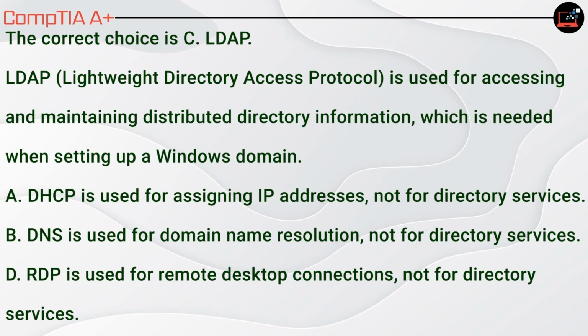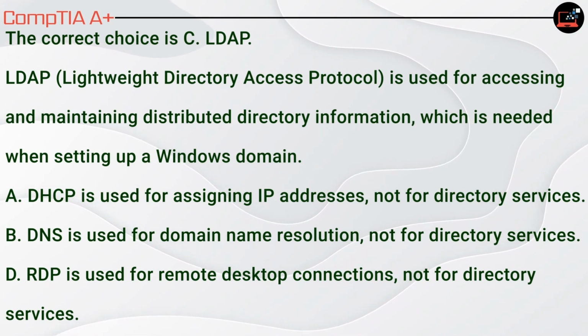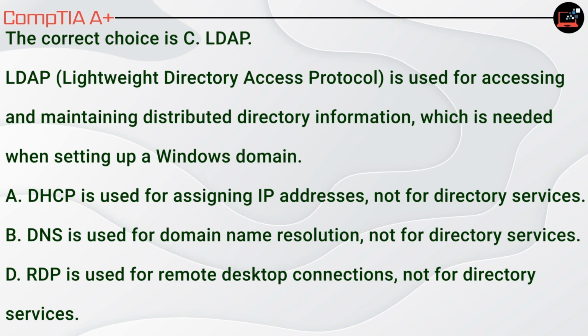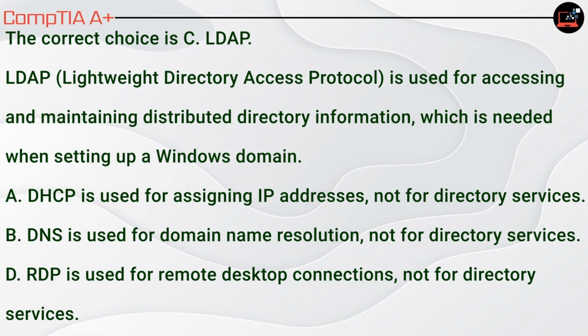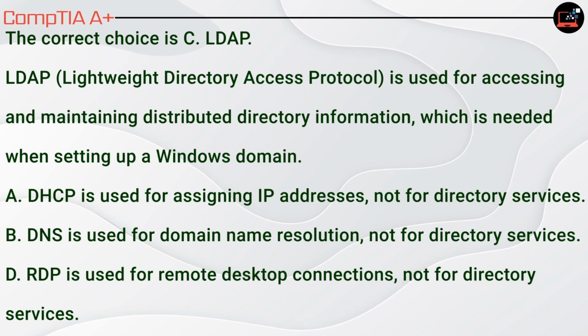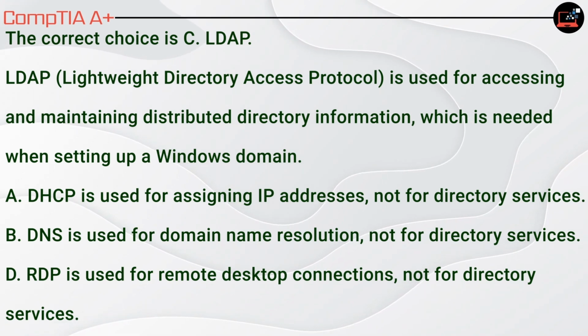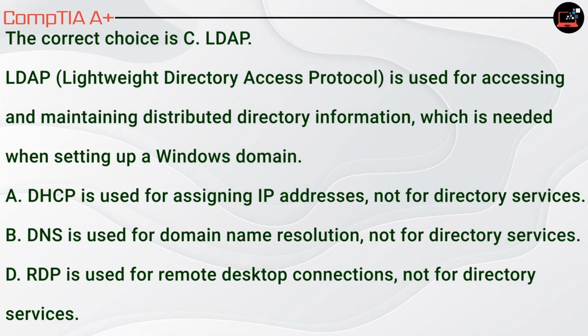The correct choice is C, LDAP. LDAP, Lightweight Directory Access Protocol, is used for accessing and maintaining distributed directory information, which is needed when setting up a Windows domain. A, DHCP is used for assigning IP addresses, not for directory services.